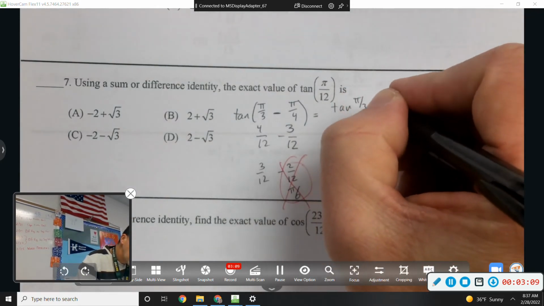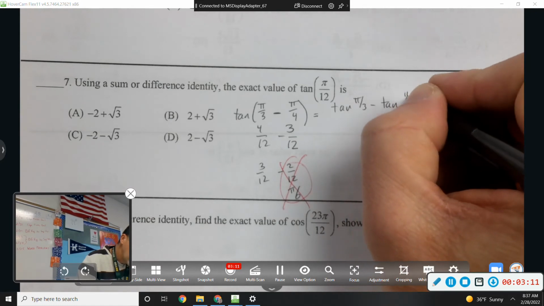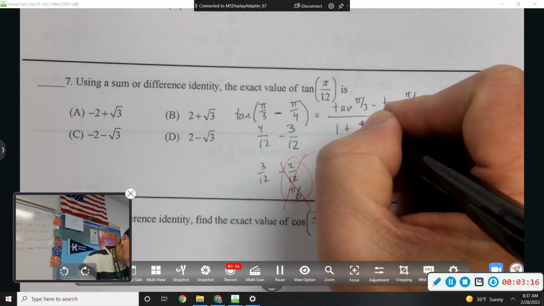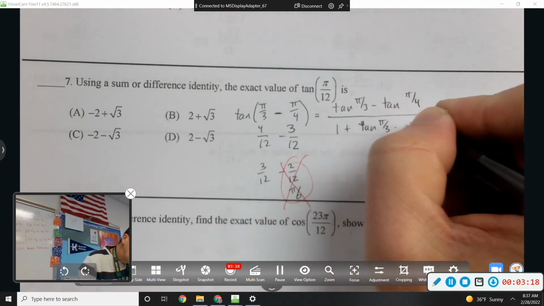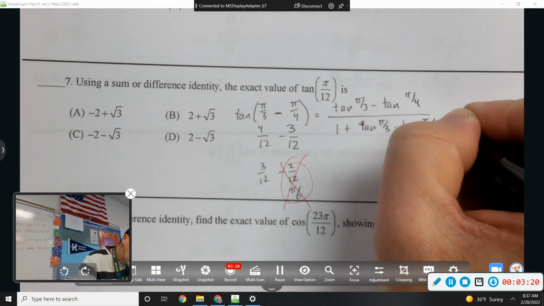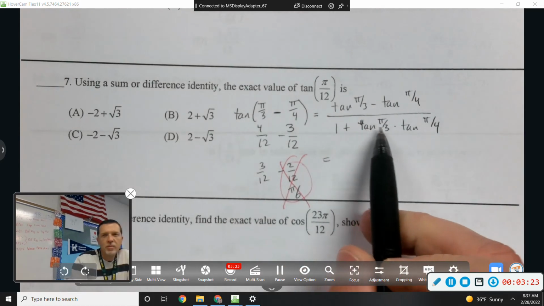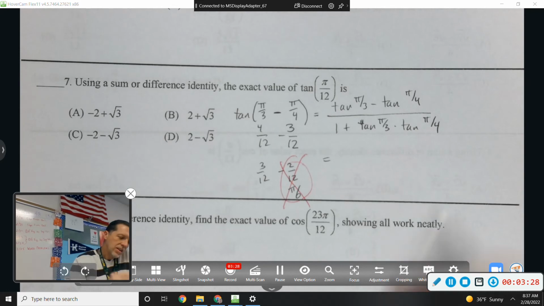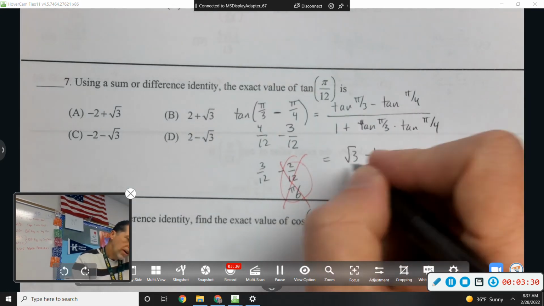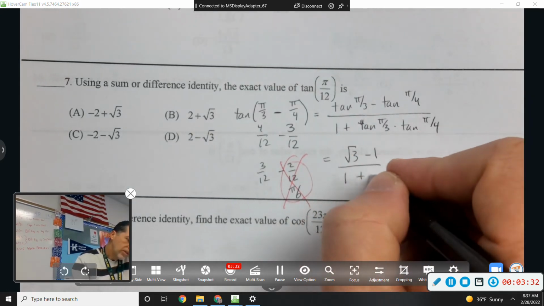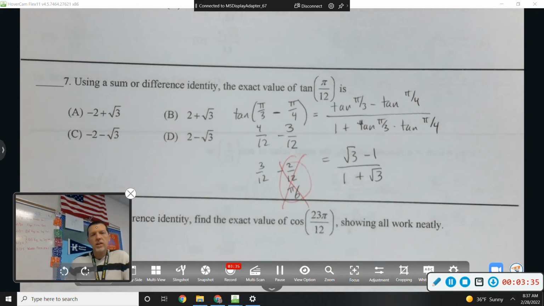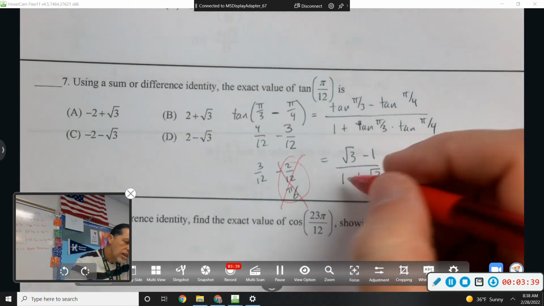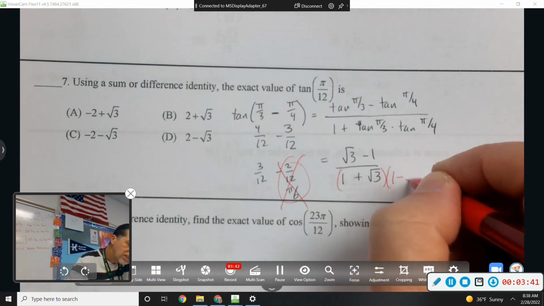So tangent of the first one minus tangent of the second one over 1 plus tangent of the first one times tangent of the second one. Again, I'm just looking at my formula that will be given, so don't worry about memorizing formulas. Root 3 minus 1 over 1 plus root 3. Multiply by the conjugate of the denominator.